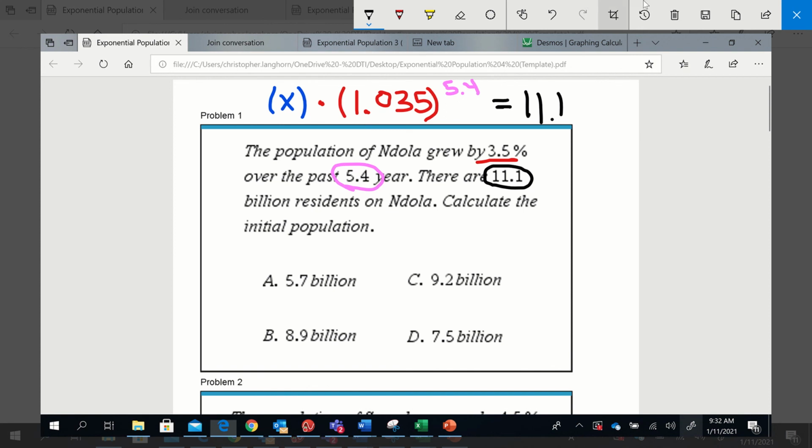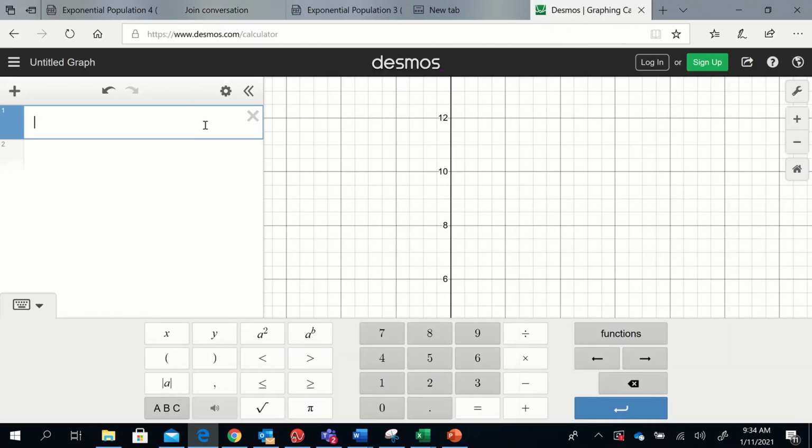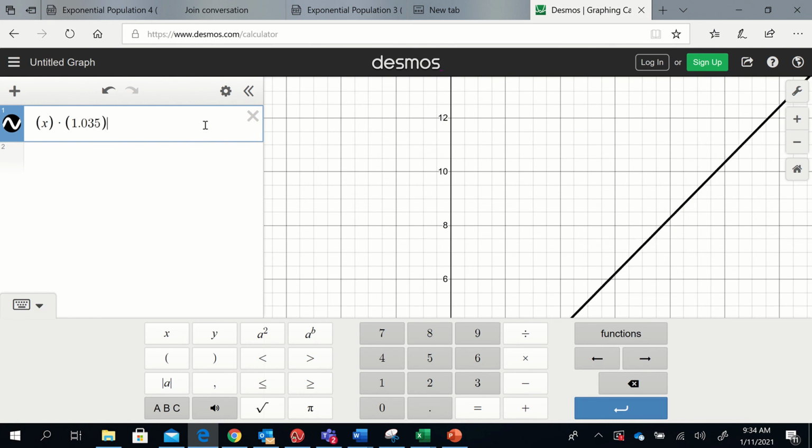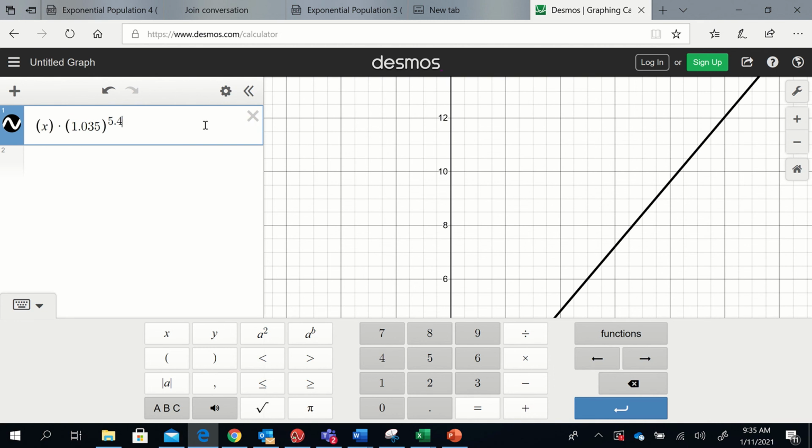So in Desmos, you start, and I'm just going to put it in parentheses. Start by putting x in parentheses. Then I'm going to say times what the rate is, which is 1, because we're borrowing the whole amount, and then the actual rate, which is 0.35, or 3.5%. The term, so it was 5.4. So there's the original. I'm going to hit enter.